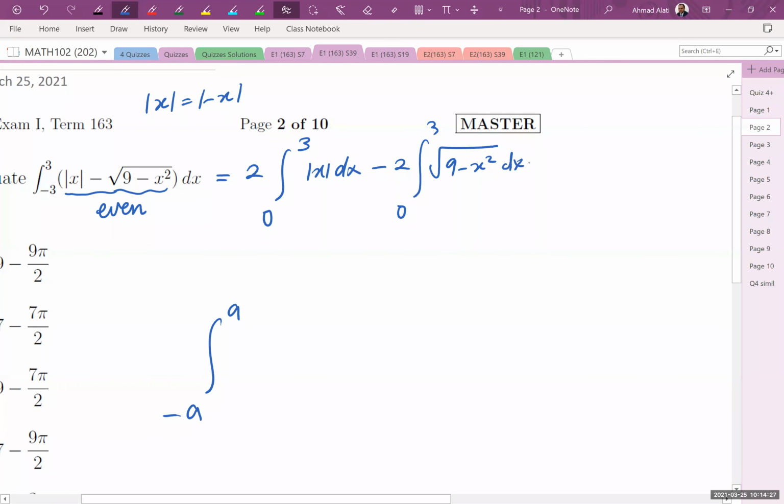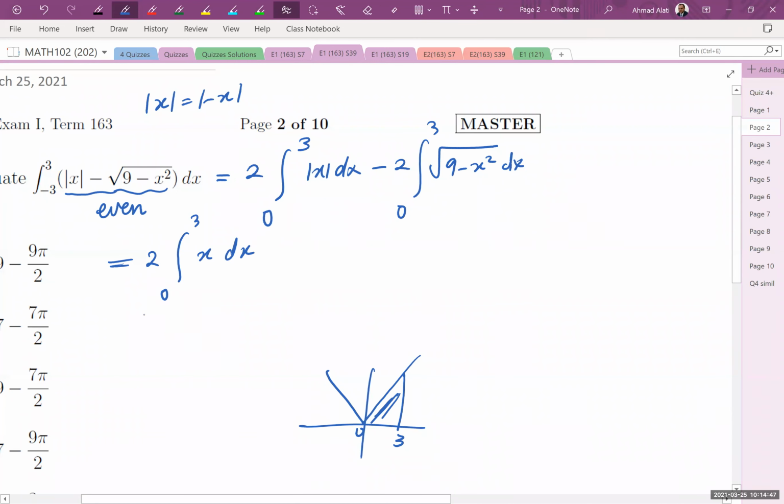Okay. Now this is equal to what? Now how to find the integral of the absolute value of x? You can use the graph as a triangle, or because x is between 0 and 3, the absolute value of x is what? It is x. No need for the absolute value, and this makes it x squared over 2 from 0 to 3. This equals 9 over 2. This will be 9.